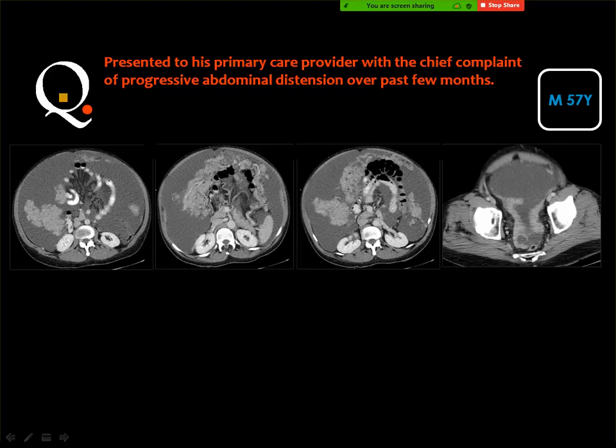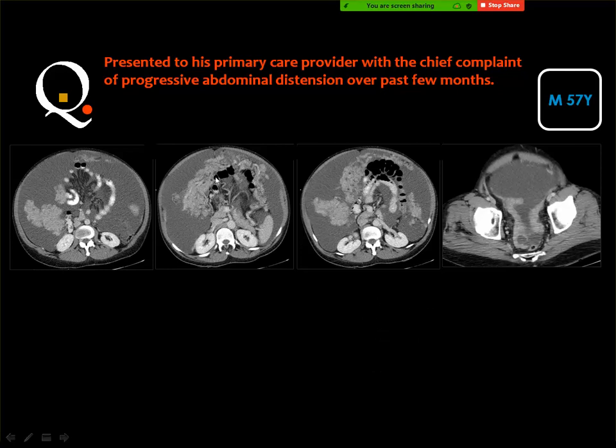This patient had progressive abdominal distension. Peritoneal cake, pseudomyxoma peritonei? No, this is impossible. You cannot diagnose pseudomyxoma unless there is gelatinous material in the liver or the spleen.